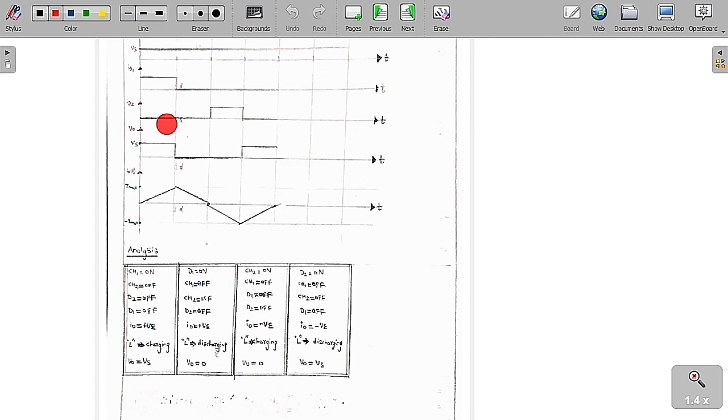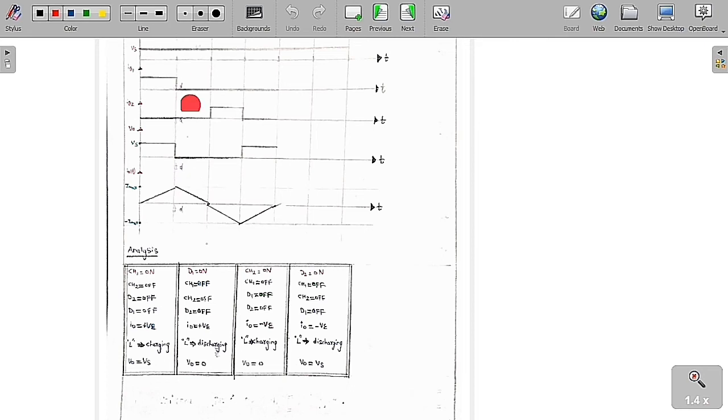Therefore, as chopper 1 is on and chopper 2, diode D2 and diode D1 are all off, we can say that the current is positive and the voltage is also positive. So V0 is equal to Vs, and the current in the load is going to increase. The inductor goes into a charging mode, so the current is going to increase.